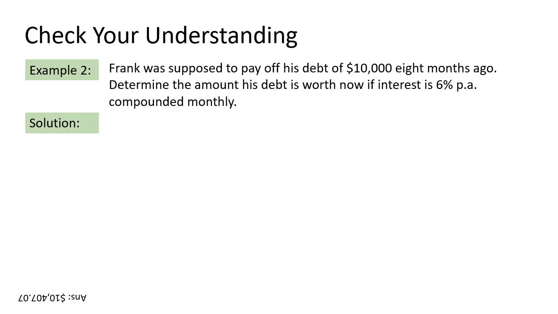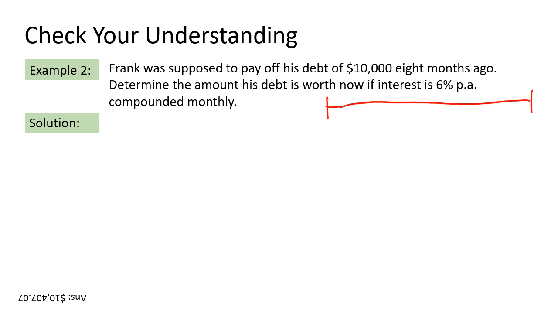So let's look at a second example. Frank was supposed to pay off his debt of $10,000 8 months ago. Determine the amount his debt is worth now if interest is 6% per annum compounded monthly. Again, I like to start with these graphs. You don't necessarily have to. I just find that it helps me figure out whether it's in the past or in the future, so we figure out whether we use the present value or the future value formula.